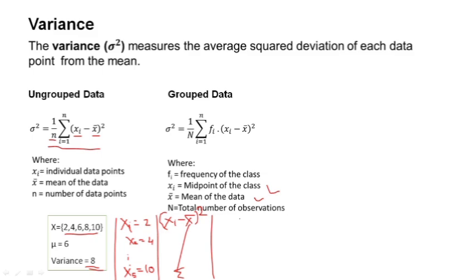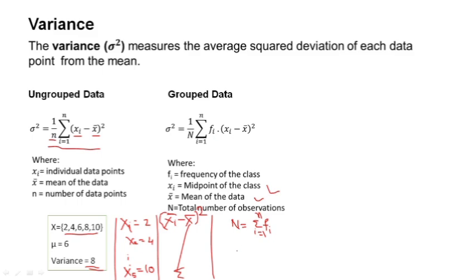Here we are calculating the total number of observations by using the formula that we have seen already. N equal to summation of i equal to 1 to n of fi, so the total number of frequencies. That is nothing but the total number of observations, the value of this capital N. fi is the frequency of that individual class, and xi is the midpoint of the class.